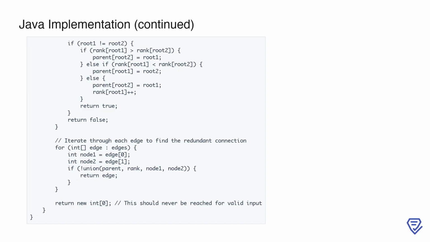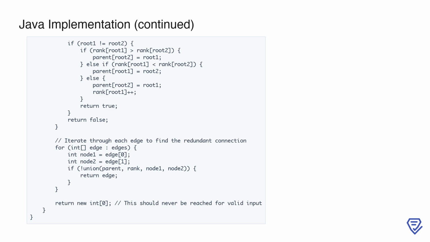If the rank of the first root is greater, the second root's parent is updated to point to the first root. Conversely, if the second root has a higher rank, the first root's parent is updated to the second root. If both roots have the same rank, we arbitrarily choose one as the new parent and increment its rank to reflect the increase in tree height. This ensures the union operation remains efficient.